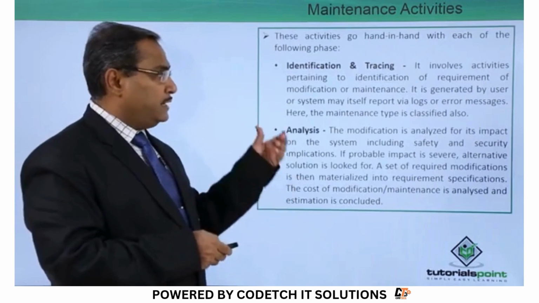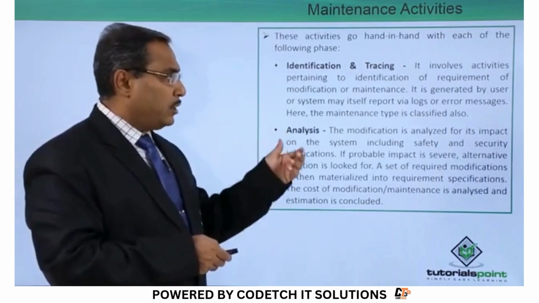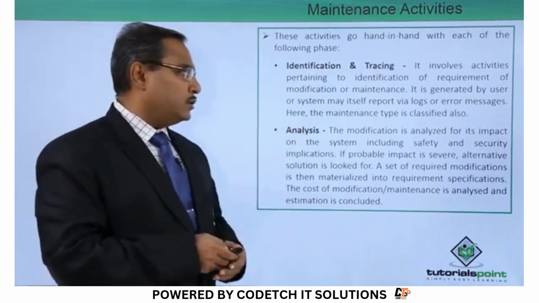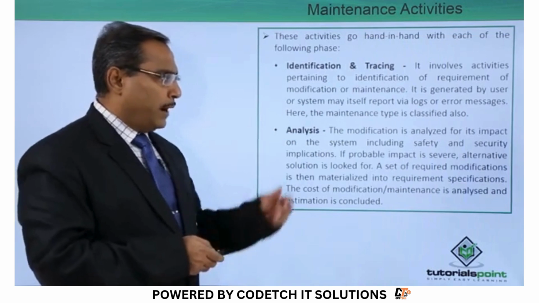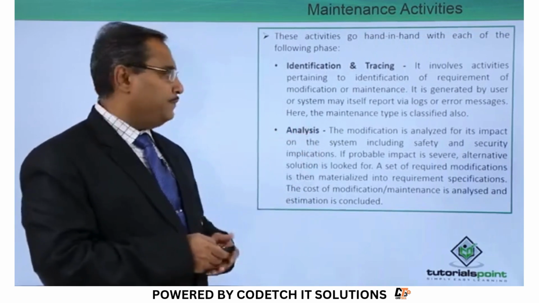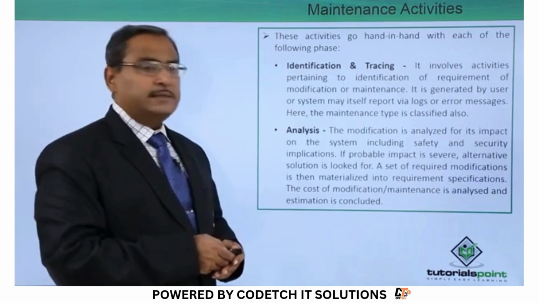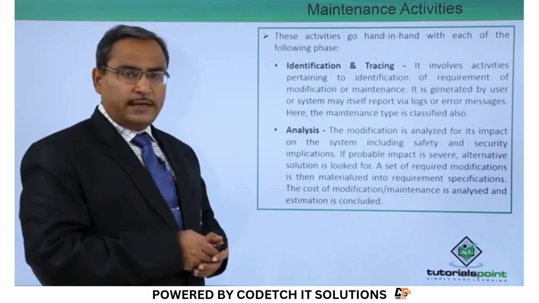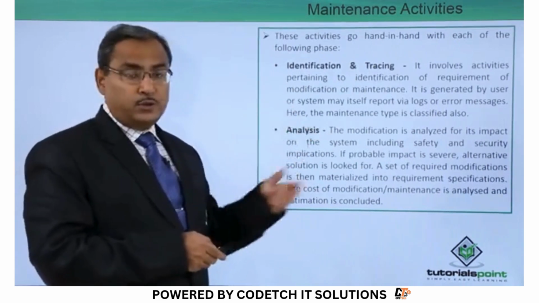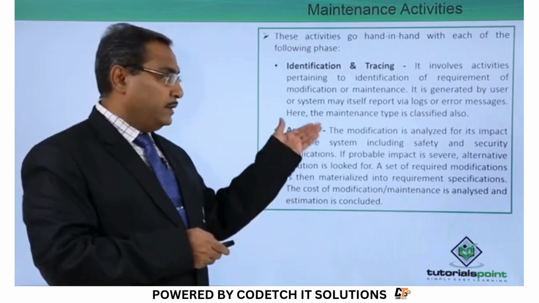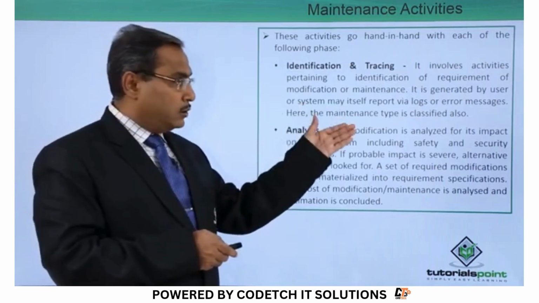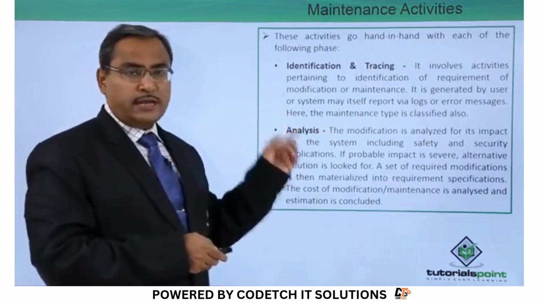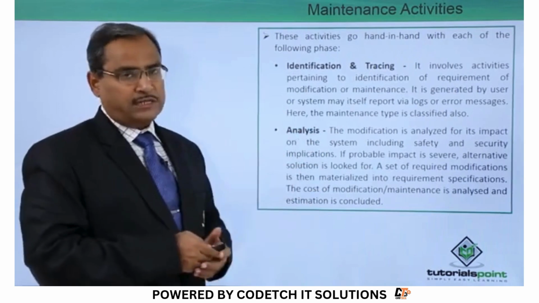So it involves activities pertaining to identification of the requirement of the modification or maintenance. It is generated by the user, or the system may itself report via logs on error messages obtained. Here the maintenance type is classified also. In identification and tracing, this request will be generated by the users, and that will be verified by the respective error logs and the error report, and in this phase the maintenance type will also be categorized or classified.